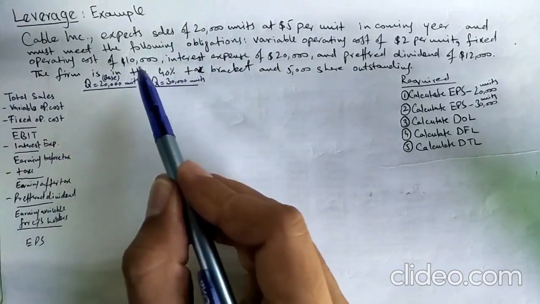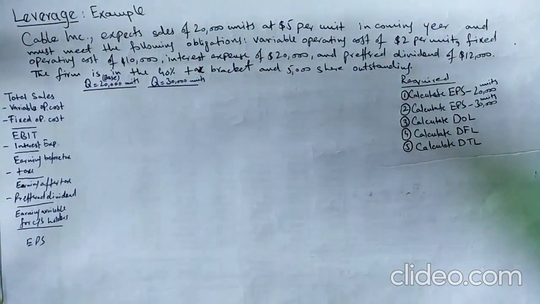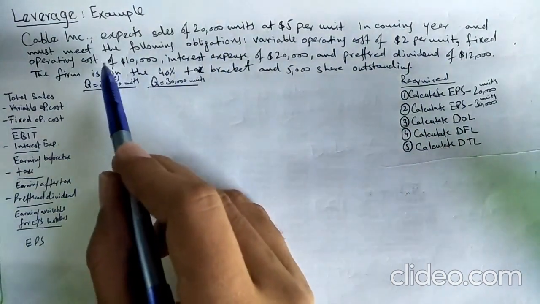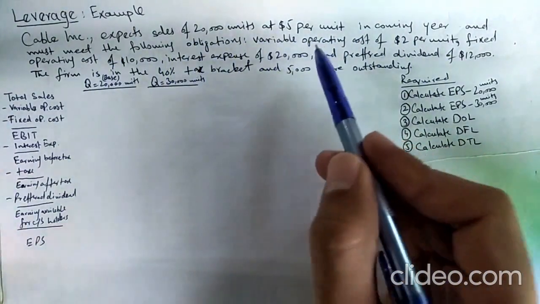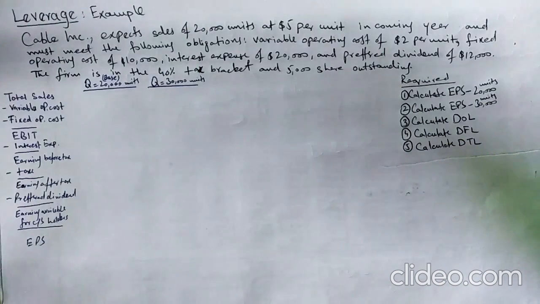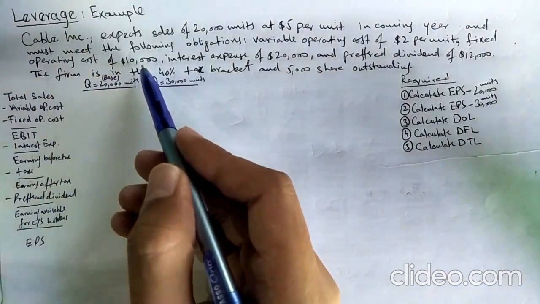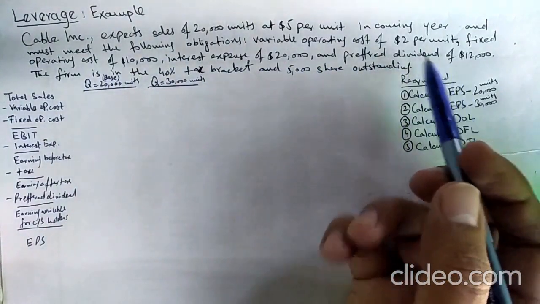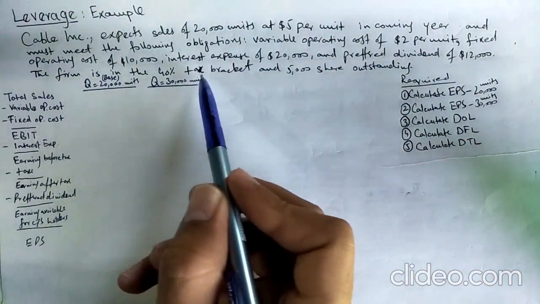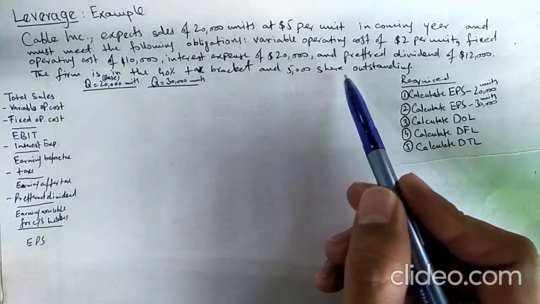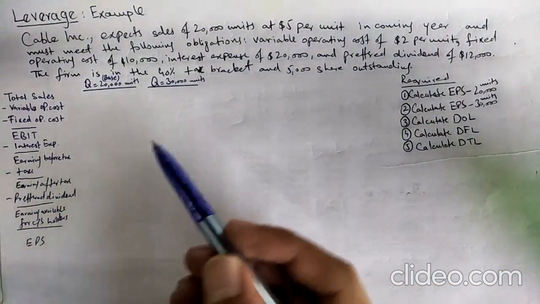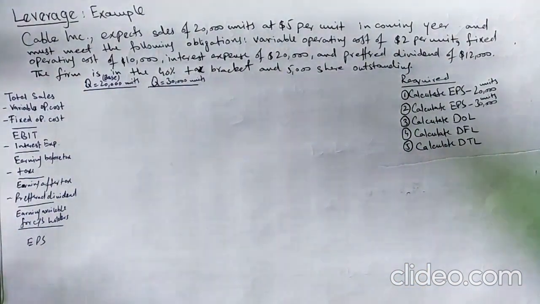In this example, I have data that a cable incorporation company expects a sale of 20,000 units, and the sales price is $5 per unit in the coming year, and it must meet the following obligations. The variable operating cost is $2 per unit, the fixed operating cost is $10,000 in total, interest expense is $20,000, preferred dividend is $12,000, and the firm is in a 40% tax bracket. The total number of common shares is 5,000. With this data, we can calculate the degree of operating, financial, and total leverage.